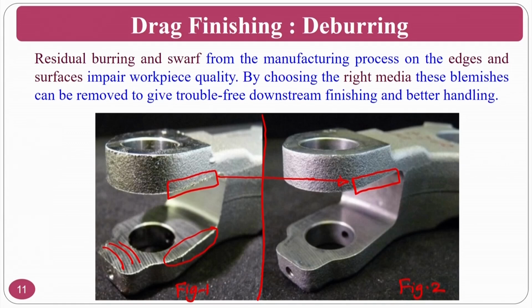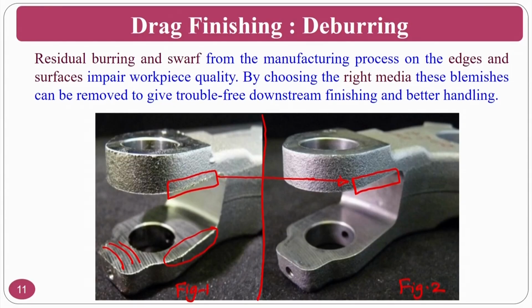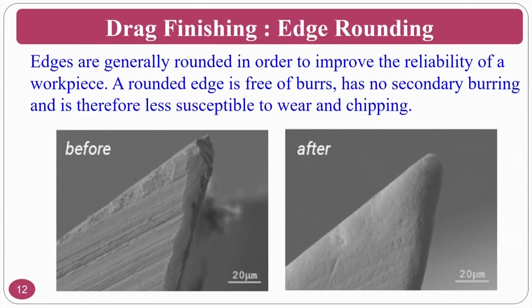Now, if you use the figure 1 component and the figure 2 component for performance, what will happen? The figure 2 component will give you good performance compared to figure 1, because you have properly done the deburring operation. Drag finishing operation is also used for edge rounding. Edges are generally rounded in order to improve the reliability of the workpiece. Okay, in order to improve the reliability of the workpiece, if I want to use this figure 1 and figure 2.